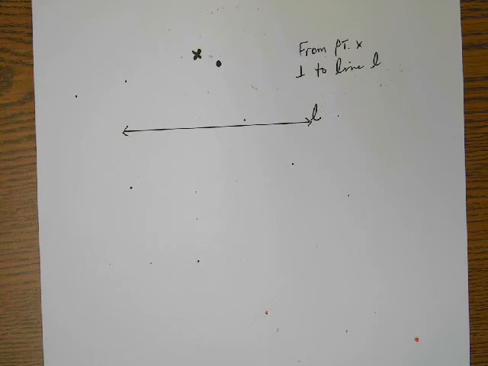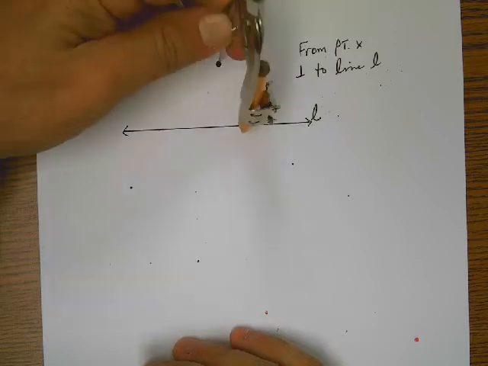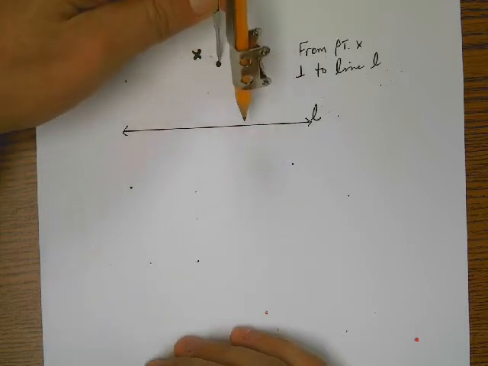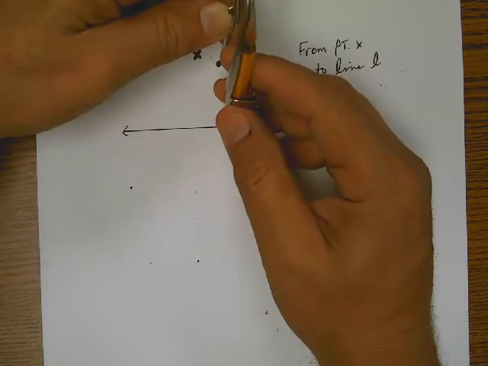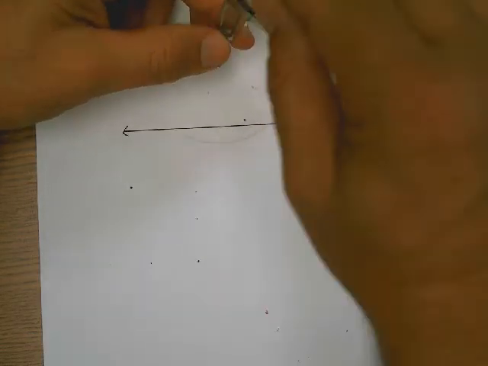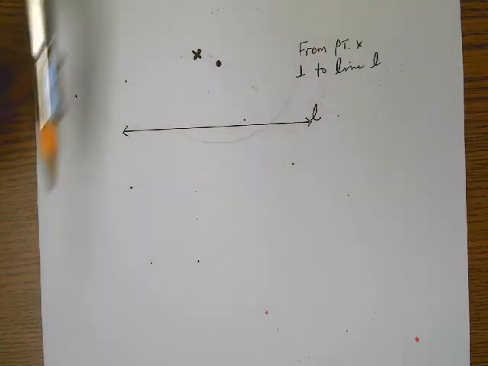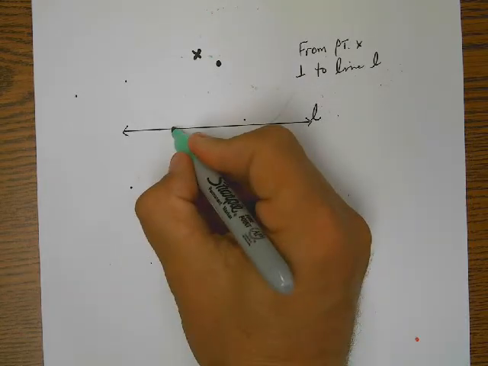All right, here's how it works. You're going to start with your compass on X right here. And then your compass has to be wide enough that it intersects the line in two spots. So watch first. And then you can do it. So I want to intersect line L in two spots. I make a smiley face. Aww. Intersects the line in two spots.